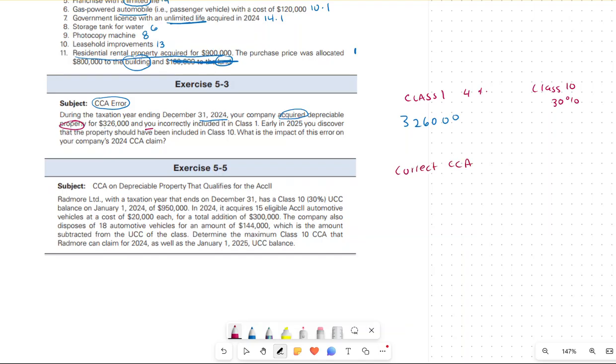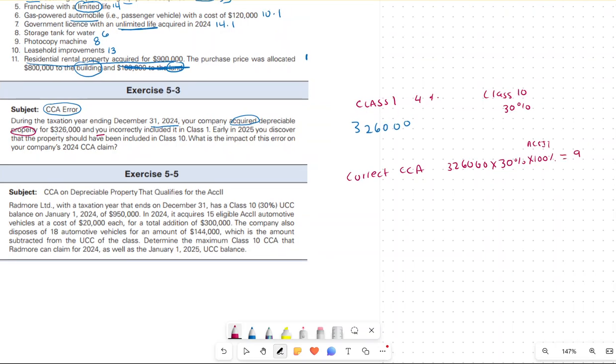The correct CCA should be on 326,000. We are going to have a 30% CCA, and then 100% of that CCA will be written off, because anything purchased after 2024 is an AIIP, an accelerated investment incentive, and we're allowed to take 100% of the CCA. So the correct amount should be 97,800. And what did we actually claim?